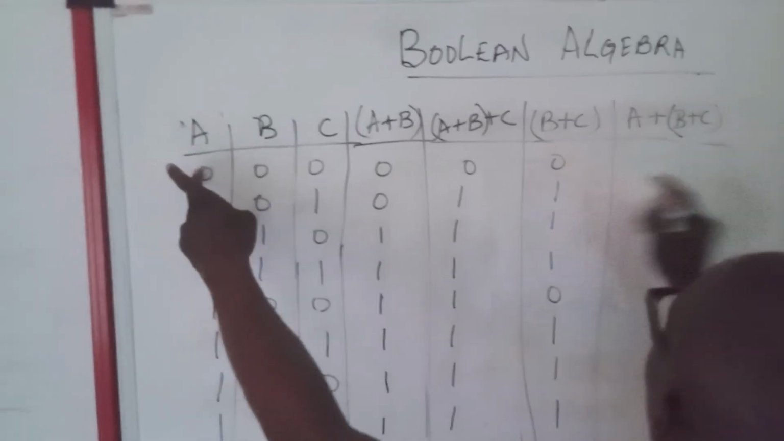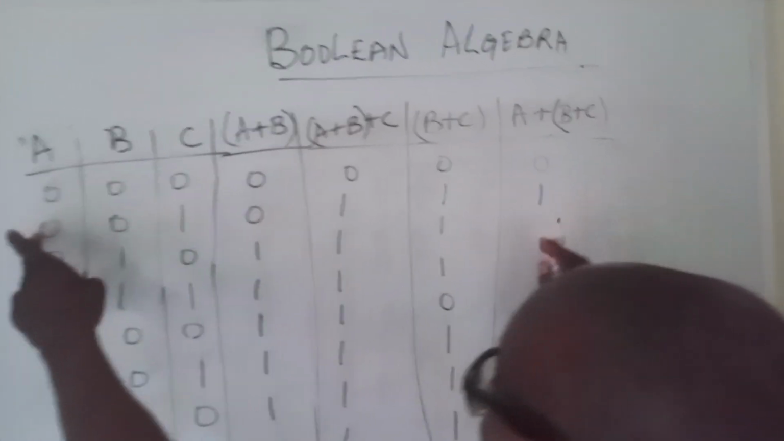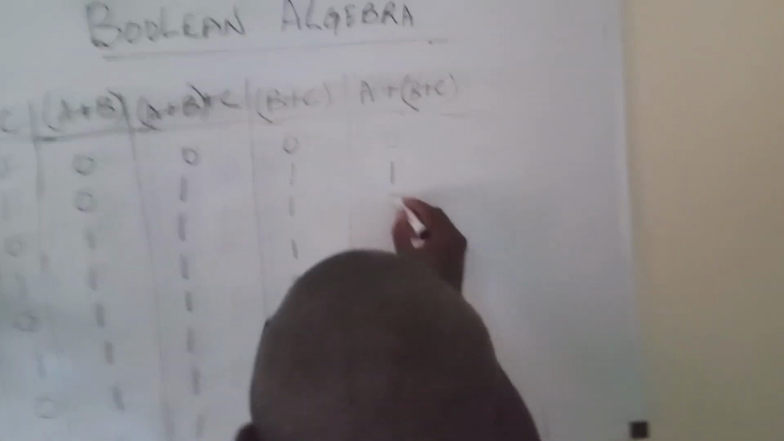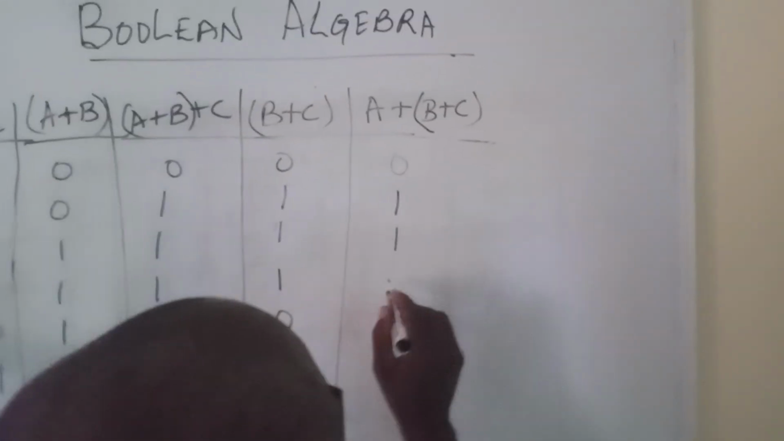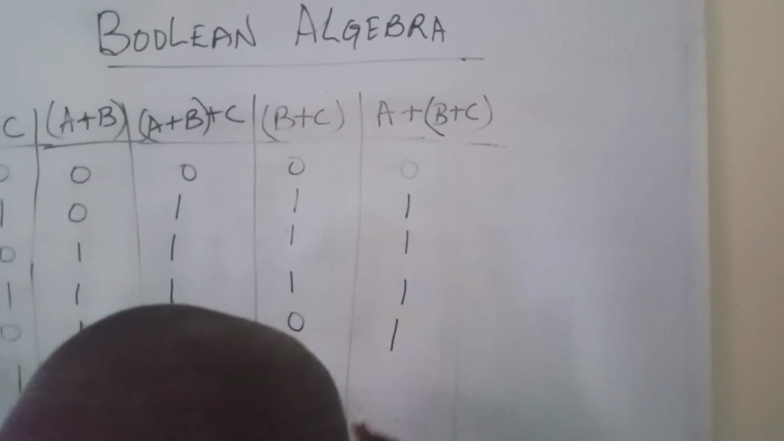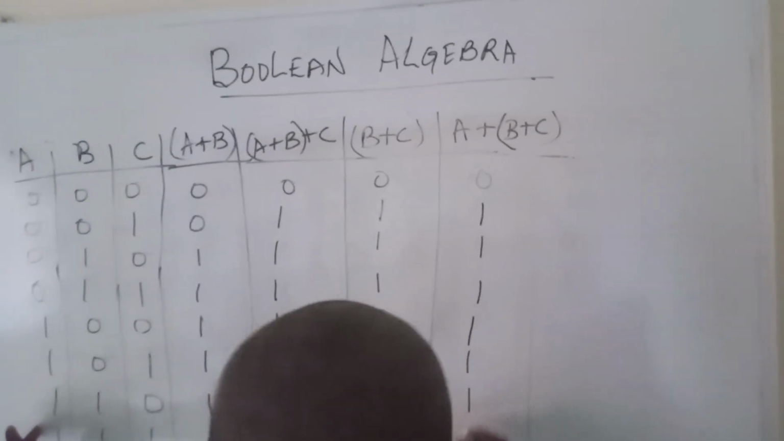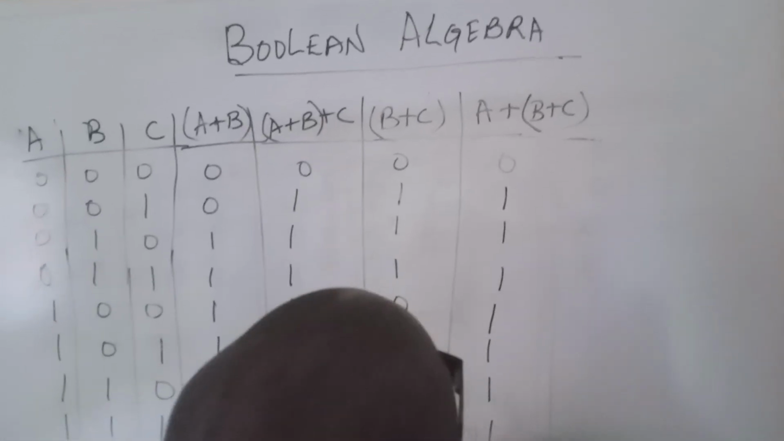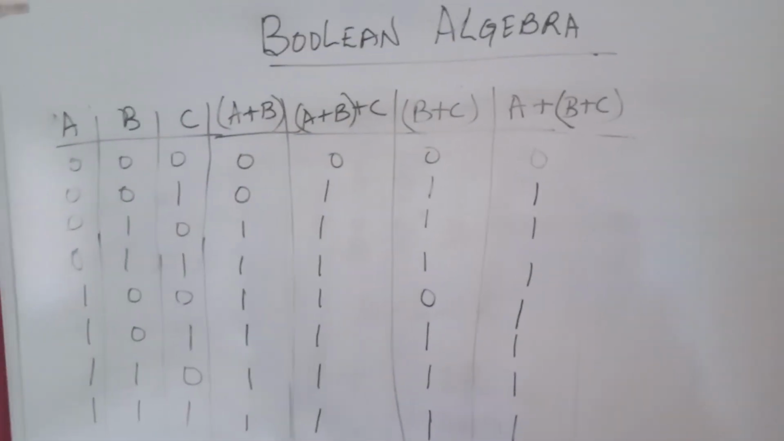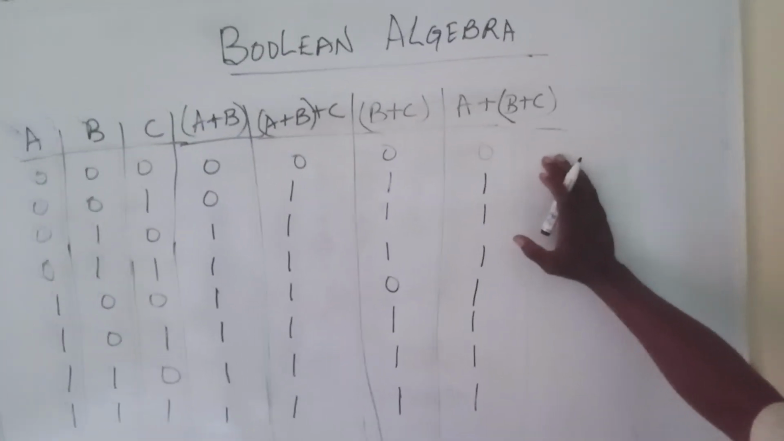So this and this, we get 0 there. We have 1 there. We have 1 there. We have 1 there. We have 1 there. We have 1 there. We have 1 there. And we have 1 there. Now, this is the right-hand side of the expression.